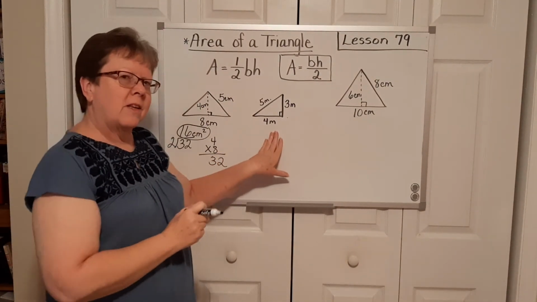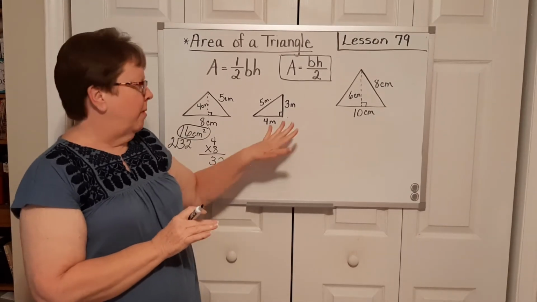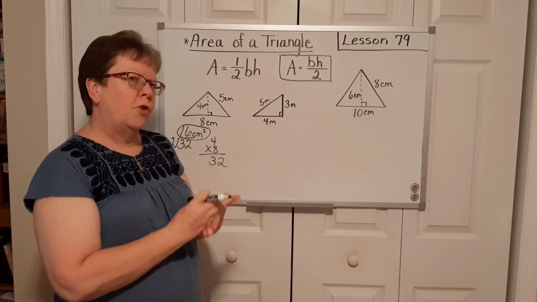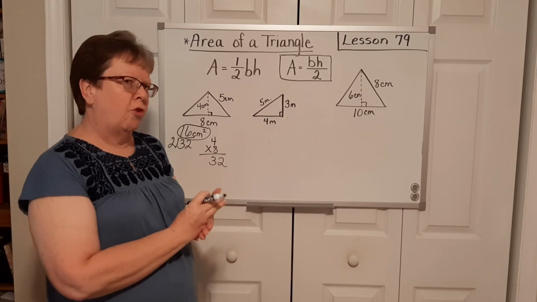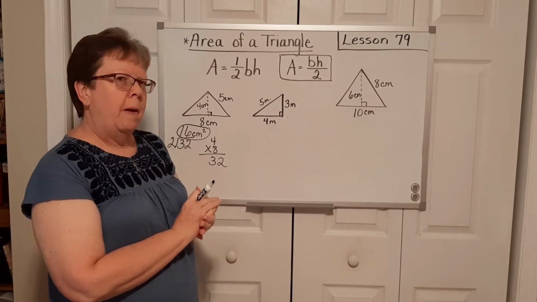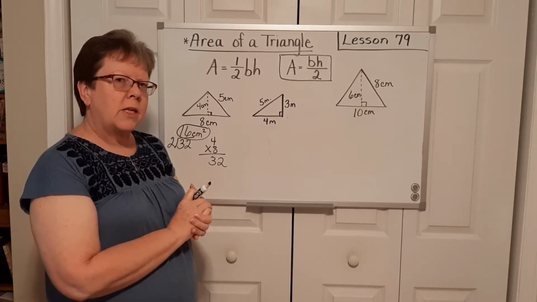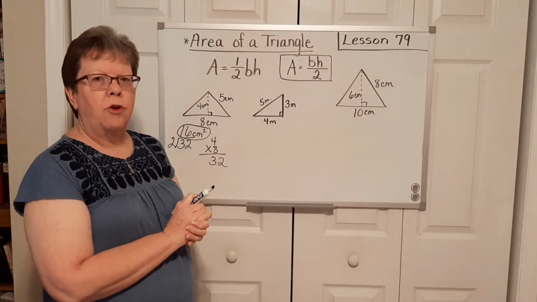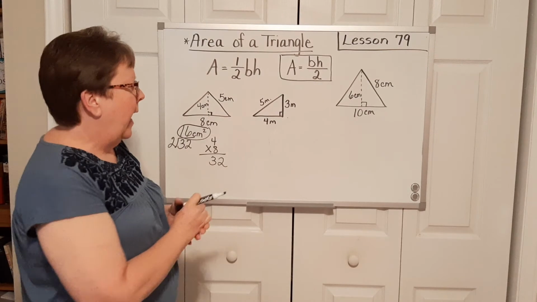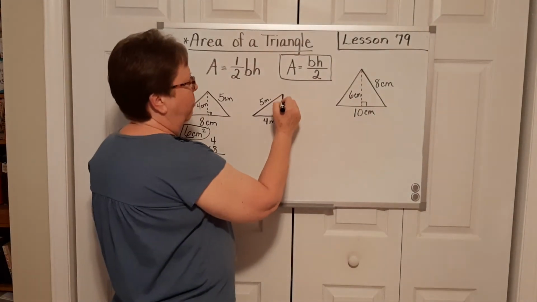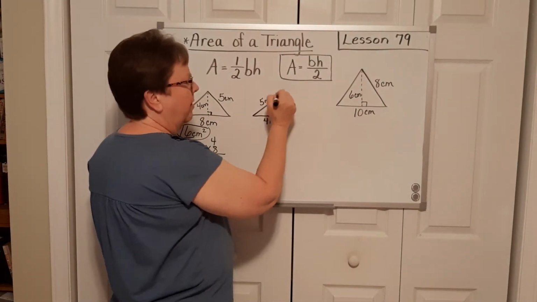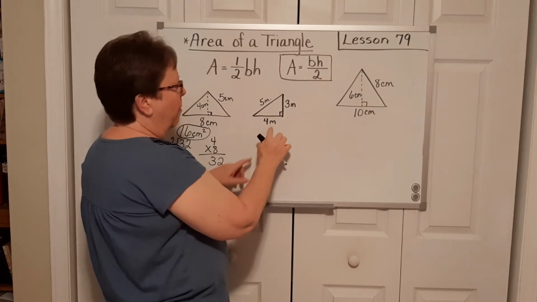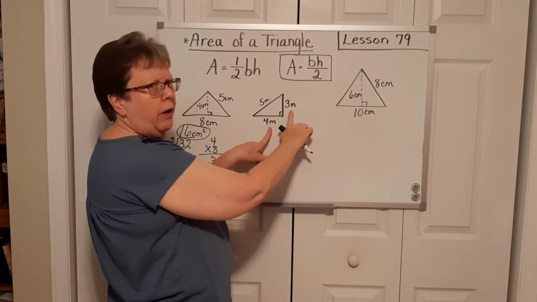Now, as you look at this, see if you can figure out, before I go over it, which one's your base and which one is your height. Remember, those two lines have to somehow form a right angle, a 90-degree angle. And so here's our 90-degree angle. Even though it's backwards, it's still 90 degrees. So this would be our base. This would be our height.